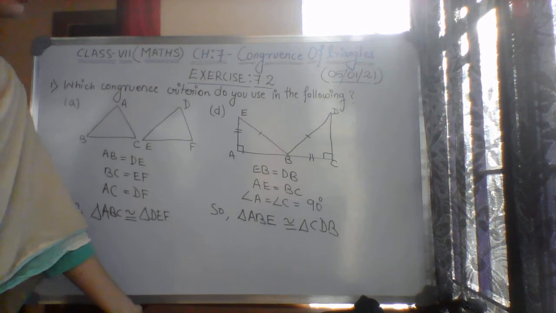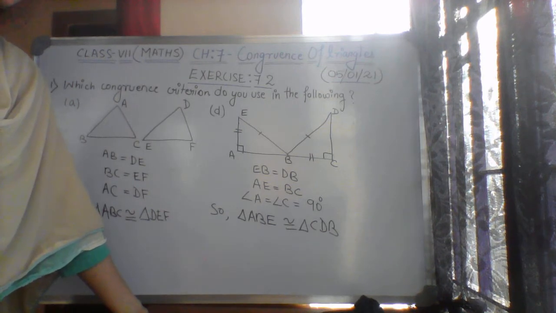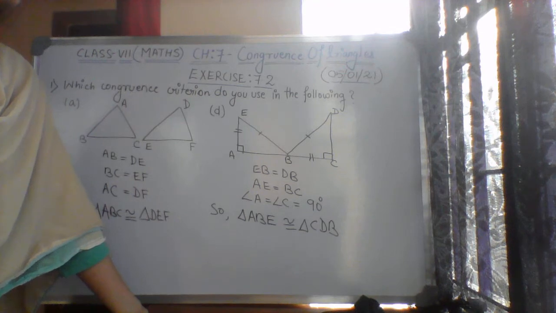So, before winter vacation, we were doing chapter number 7, congruency of triangles. At that time we learned a few new terms: congruency, correspondence. Then we learned about congruency of different things: congruency of line segments, congruency of angles. Then we moved to congruency of triangles.